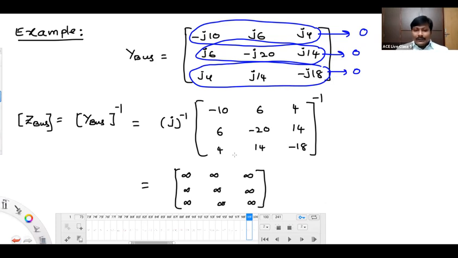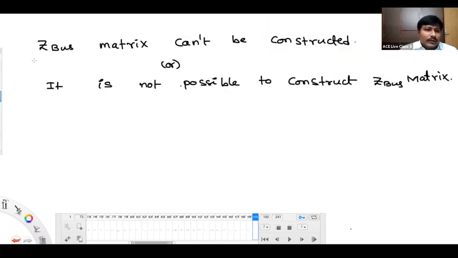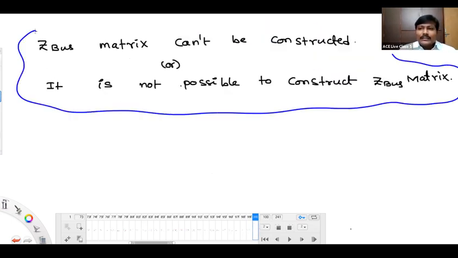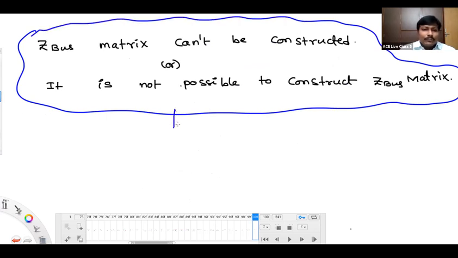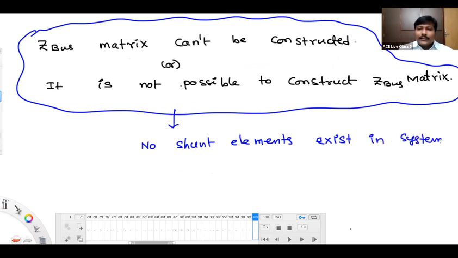Or else I will say it in a different way. To have a possibility of Z bus construction, at least one shunt element should exist in the system at any bus. That's the condition we have to consider now. Let me show it in the next slide. So it is not possible to construct the Z bus matrix, you have written, and I will say here, because no shunt element exists in the system.